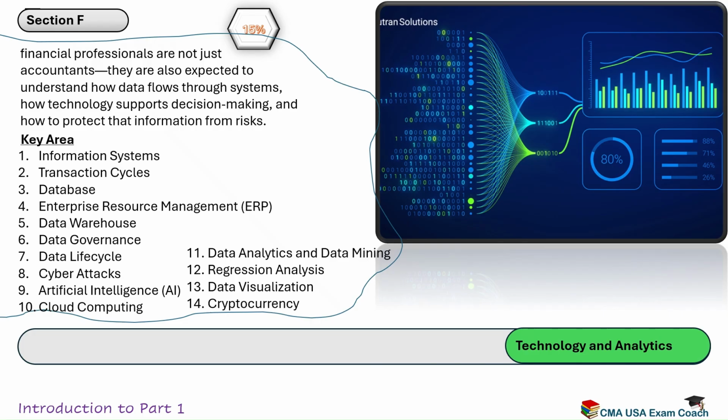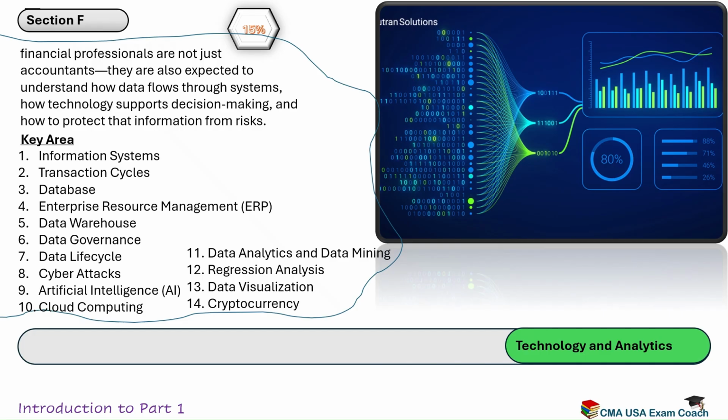Next, Enterprise Resource Management, ERP. ERP systems bring all functions of a company, finance, production, HR, supply chain, into one integrated software system. Popular examples include SAP, Oracle, and Microsoft Dynamics. We'll see how ERP systems improve coordination, reduce duplication, and provide accurate data for decision-making.